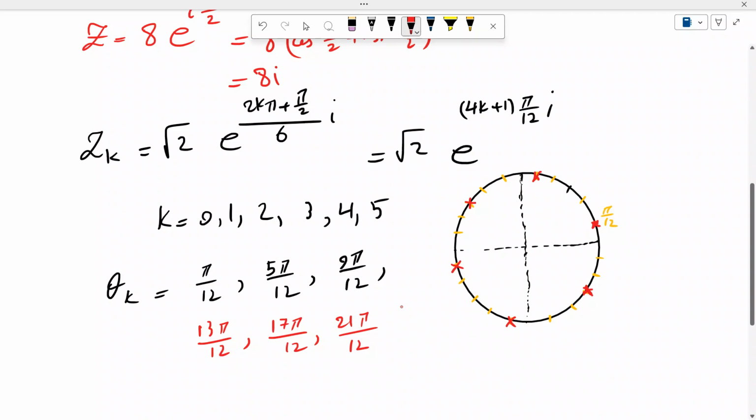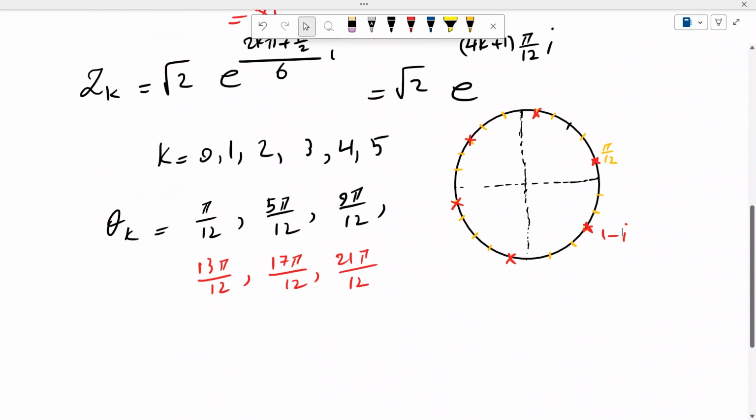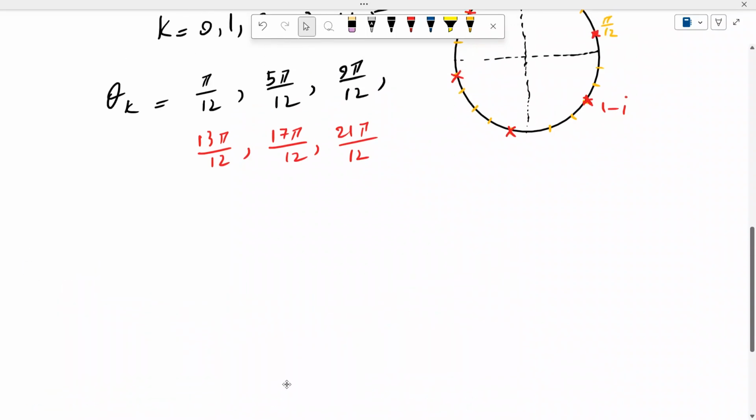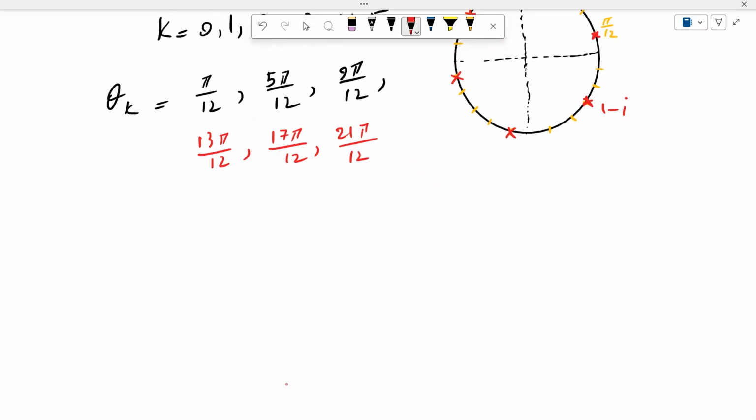So these are the roots. This is exactly 1 minus i, and we can find the algebraic form of the others. So these are 6 roots of z, and z was 8i: 1, 2, 3, 4, 5, 6. And if I want to find that z directly, we can see that we are done here. We found all the other roots.